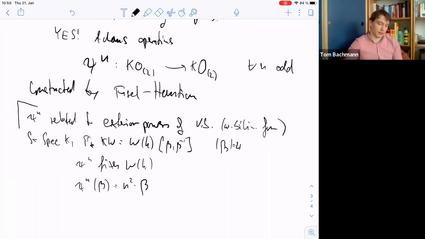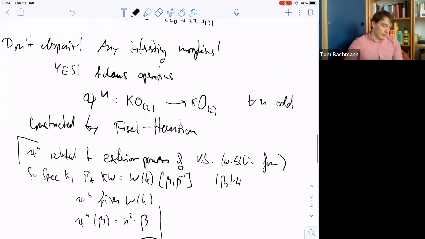Yeah, I think that's correct. Right, so if you don't know what this is, at least you know sort of what it does on homotopy groups in the periodic setting. In the Eta-periodic setting, which is of course what we want.